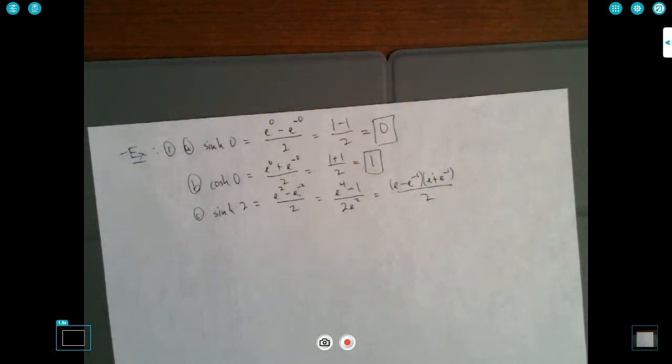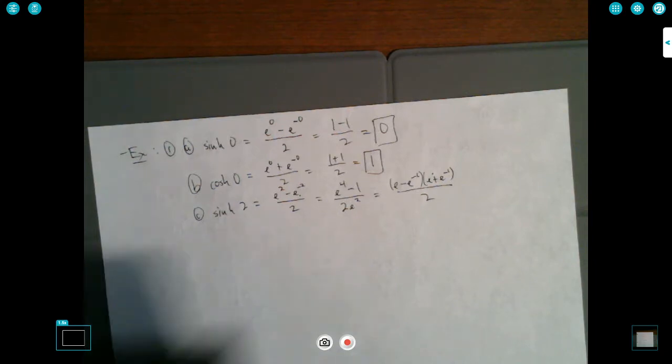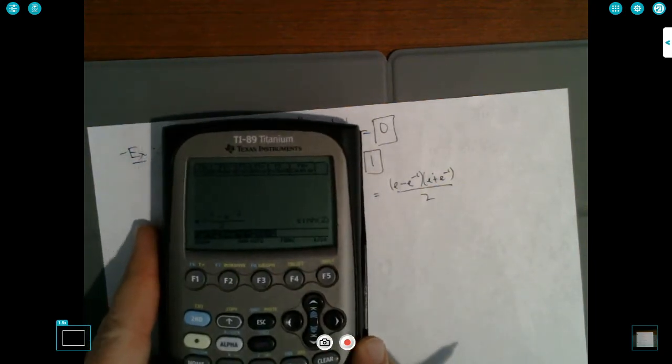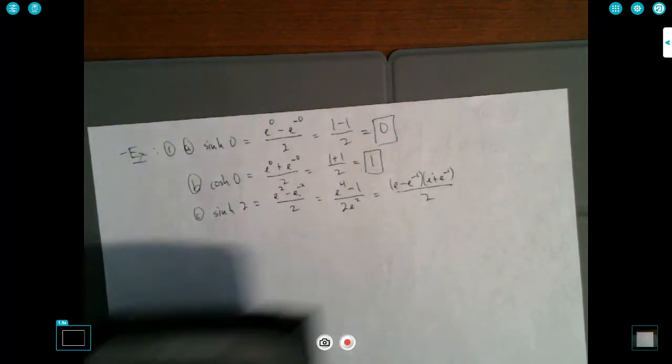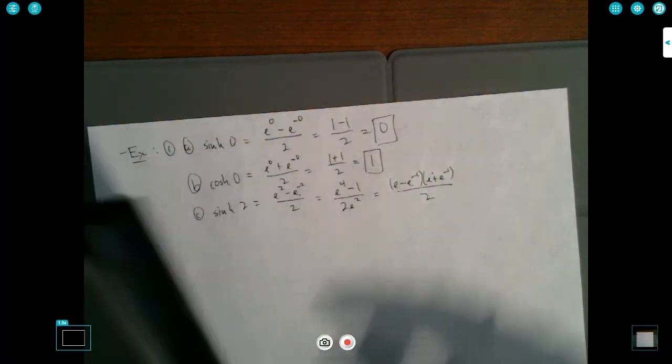But if you want a decimal approximation, obviously you're just going to have to punch that into your calculator. So e squared minus e to the negative 2 over 2. Look at my facetious little calculator. It says, oh, that's just the cinch of 2. Of course it is. But it's about 3.6.